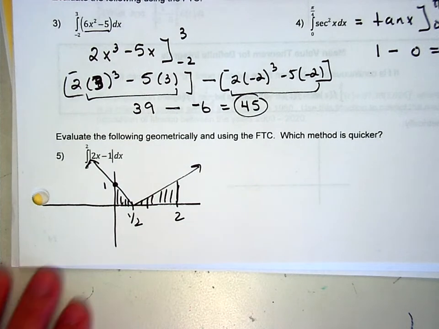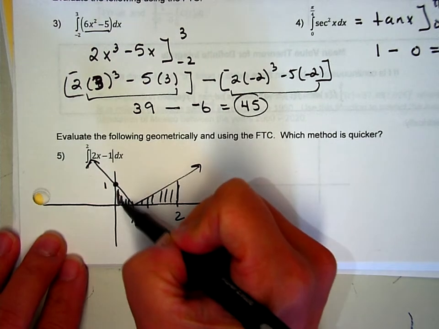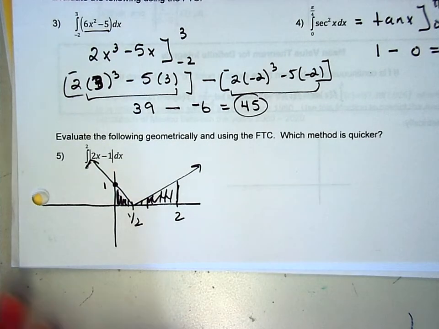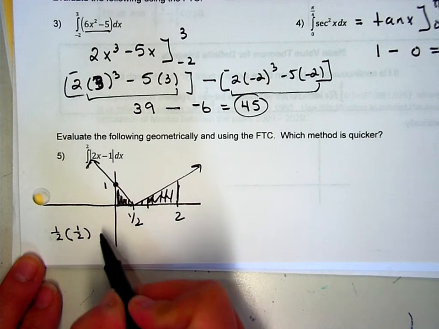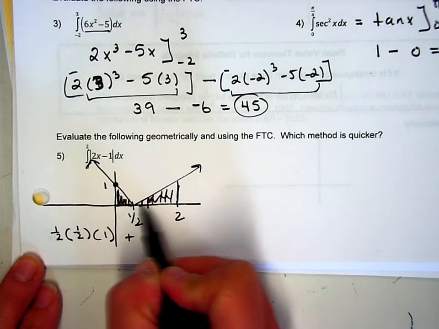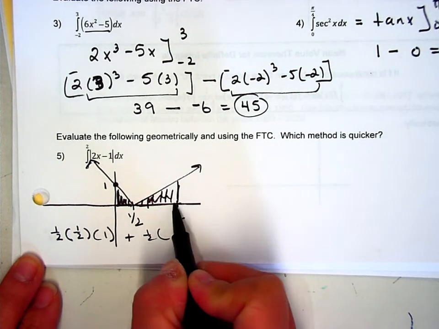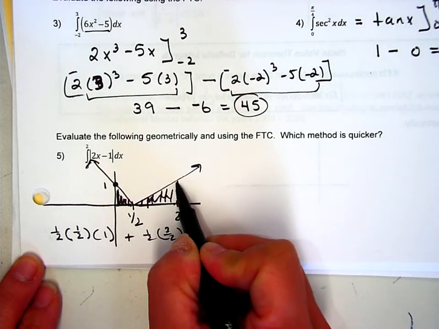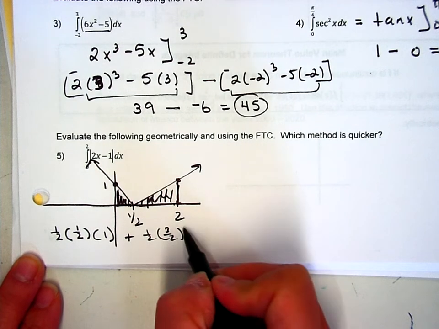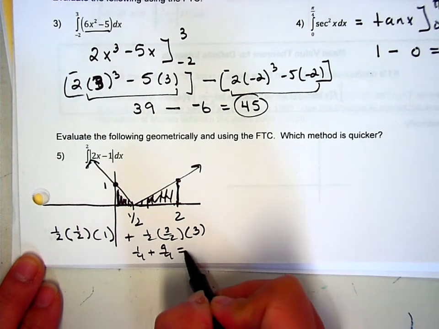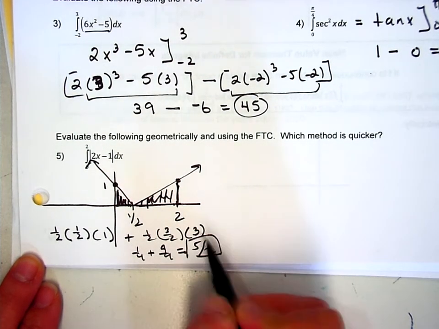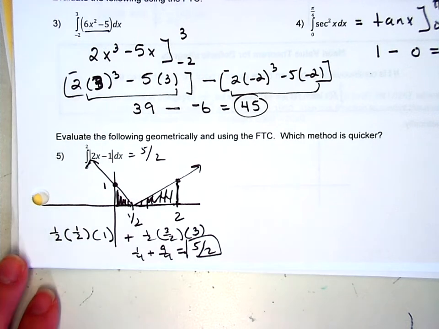So if we want to do it geometrically, you would just find the area of these two triangles and add them together. So the area of the little triangle would be 1/2, base is 1/2, height is 1. And then this triangle would be 1/2, base is 3/2, height ends up being 3. And you get 1/4 plus 9/4, which is 10/4, which is the same as 5/2. So this value is 5/2.